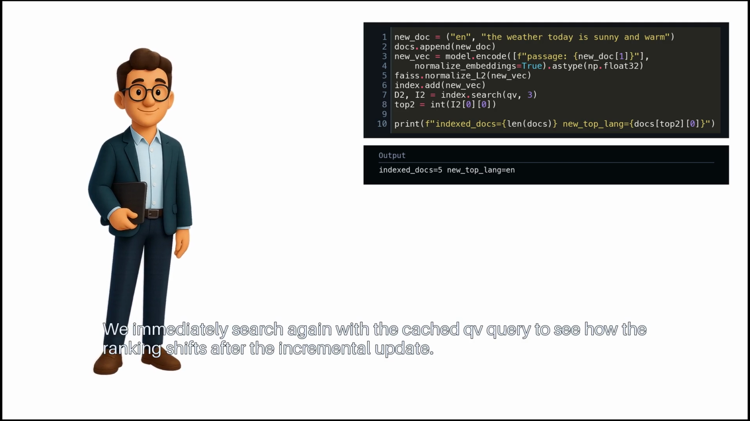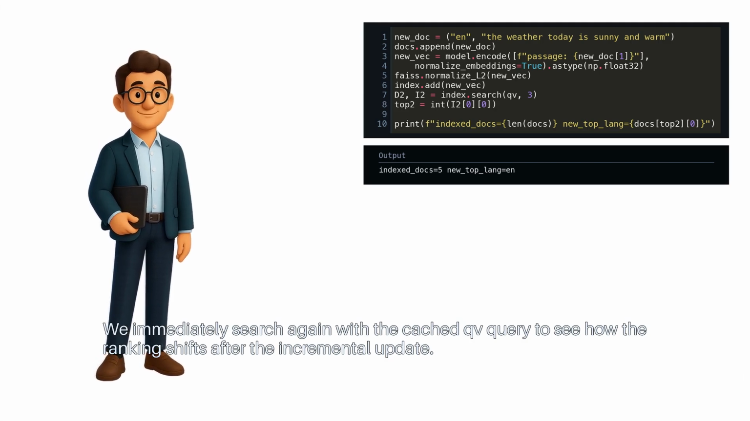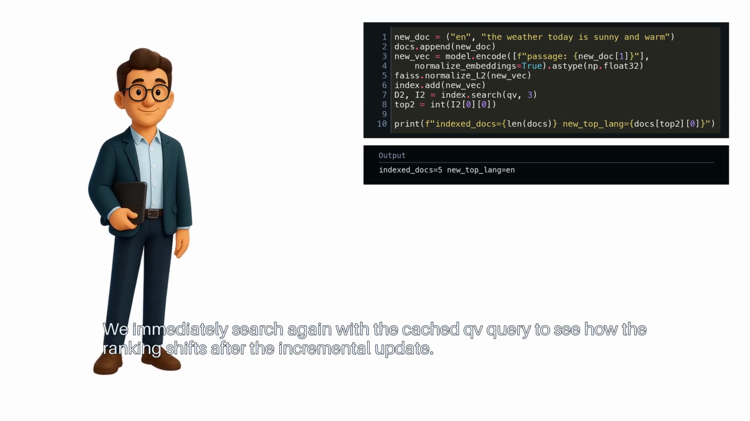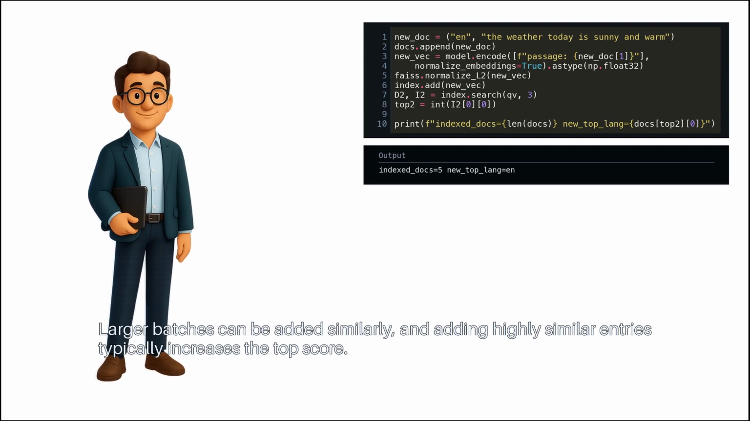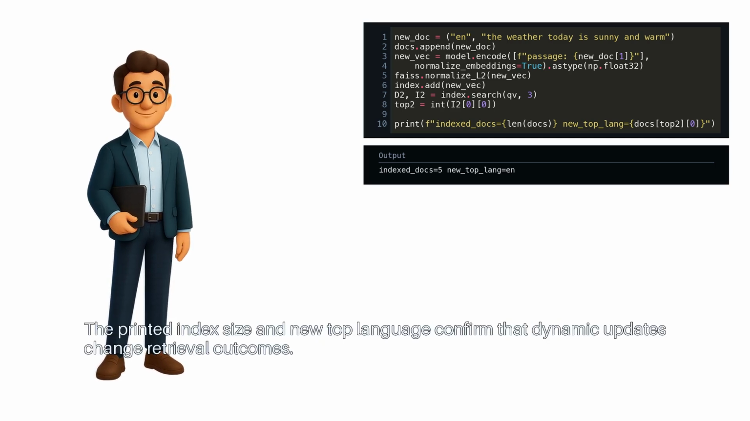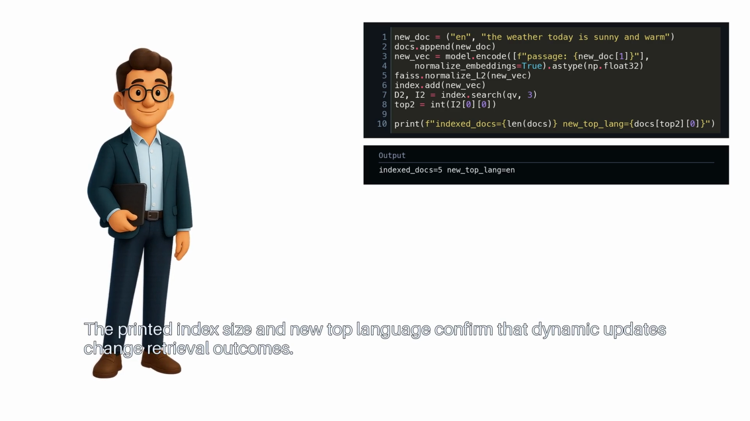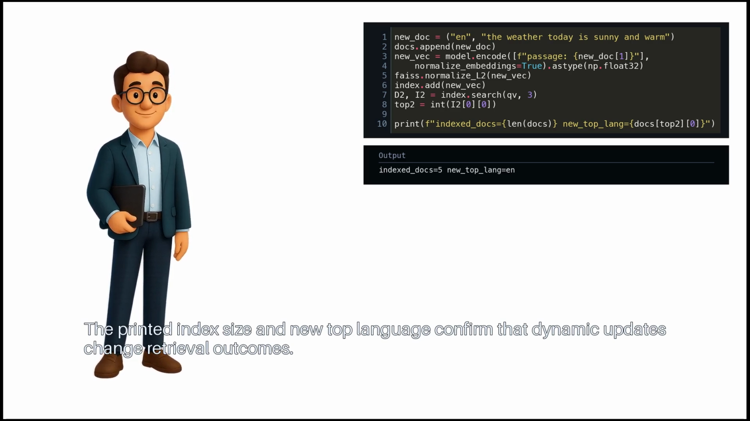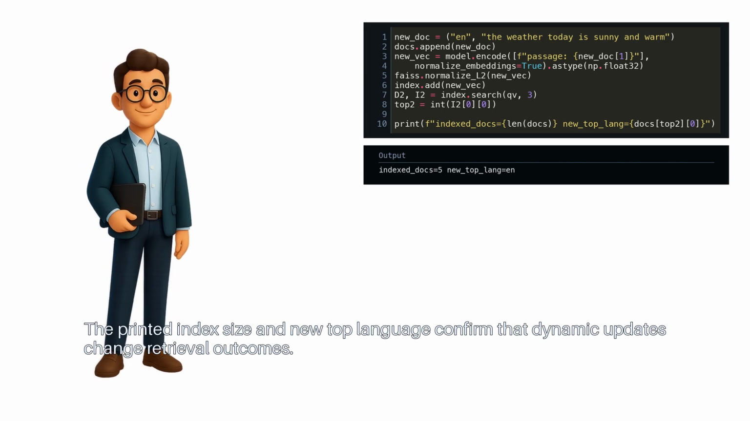We immediately search again with the cached qvec query to see how the ranking shifts after the incremental update. Larger batches can be added similarly, and adding highly similar entries typically increases the top score. The printed index size and new top language confirm that dynamic updates change retrieval outcomes.